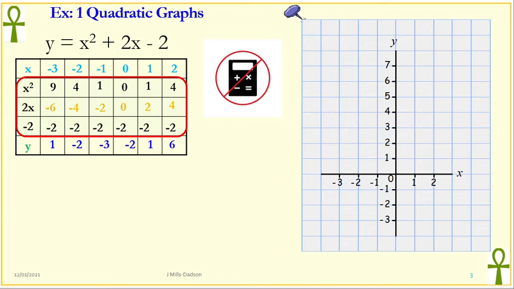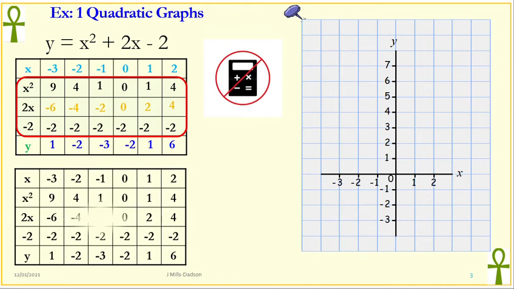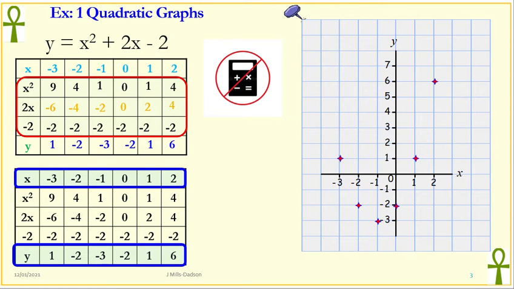In plotting the coordinates, you only concentrate on the x and the y coordinates. The middle bits are working out. It's only the x and y coordinates you plot. So let's plot negative 3 and 1 on the grid. Done. Negative 2, and so on. At the end, join with a smooth curve. So this is a quadratic graph.